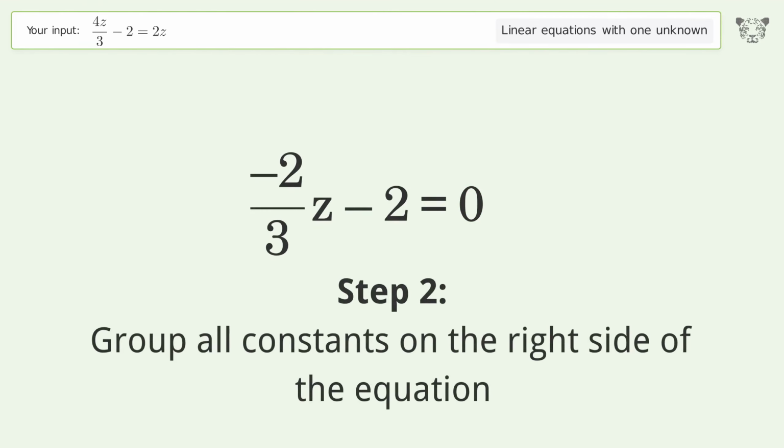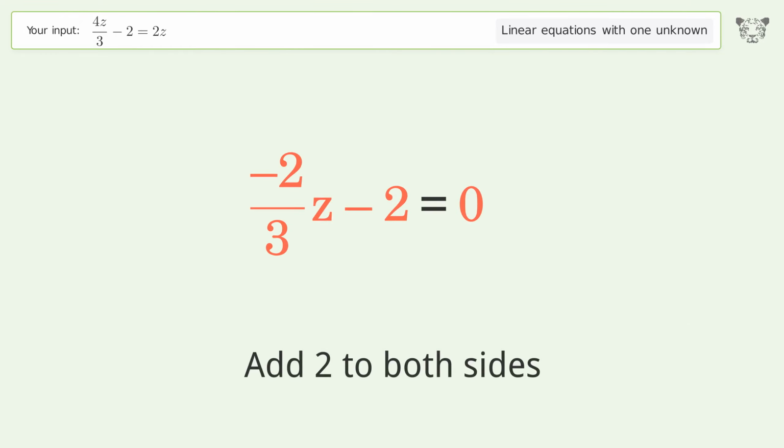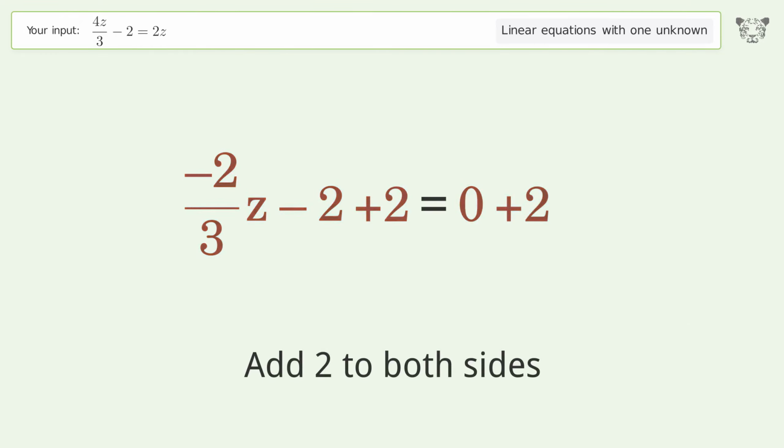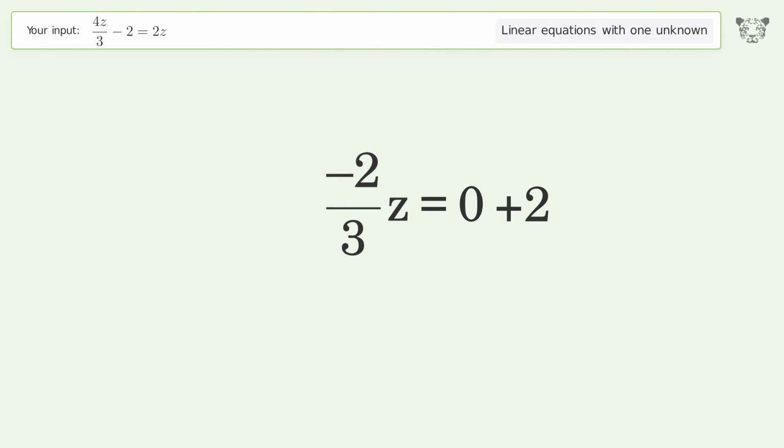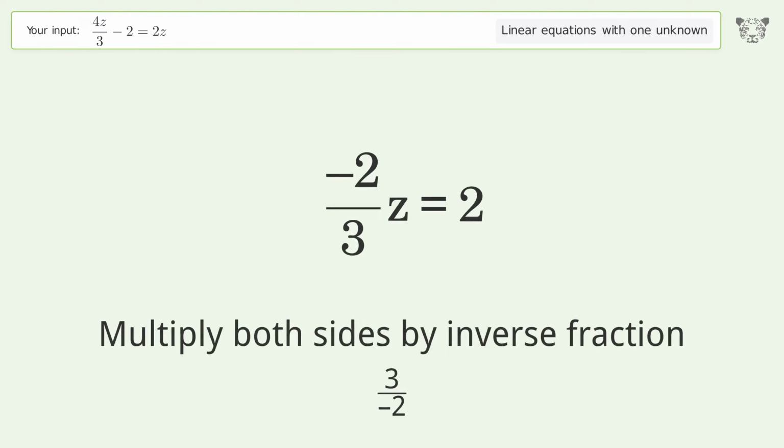Group all constants on the right side of the equation. Add 2 to both sides. Simplify the arithmetic. Isolate the z. Multiply both sides by inverse fraction 3 over -2.